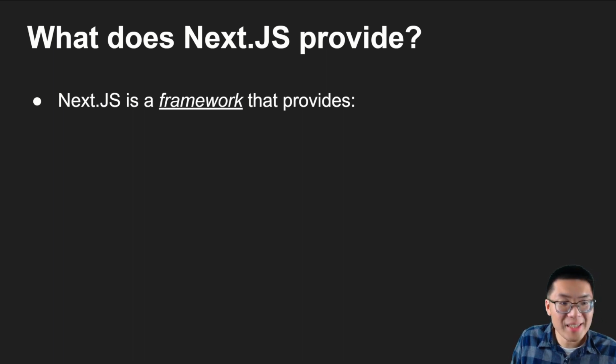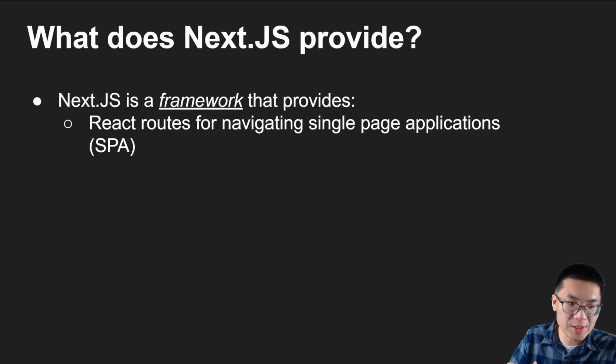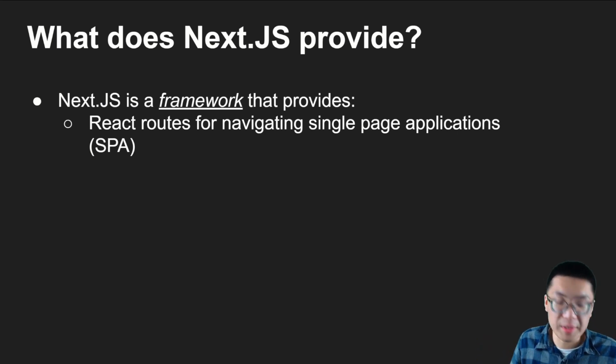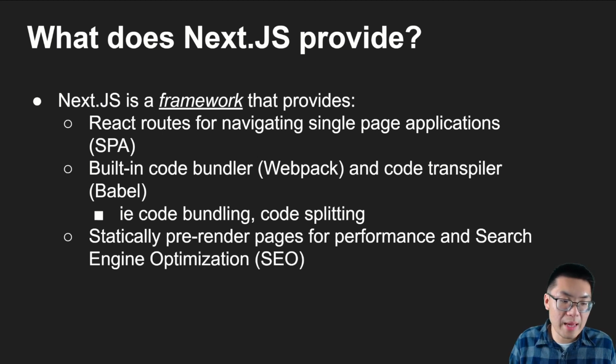So what exactly does Next.js provide? Well, it's a framework that provides React routing, which is important for single-page applications. If you want to load a specific part of your web application, normally you have to navigate on the web page, but you include certain pathing in your URL, and then your application will load the appropriate components. There are built-in code bundlers like Webpack and code transpilers like Babel, and these are good for bundling and minimizing your code so that it's small and very fast and easy to download from the servers. Very important for production. And another powerful thing is it offers statically pre-rendered pages.